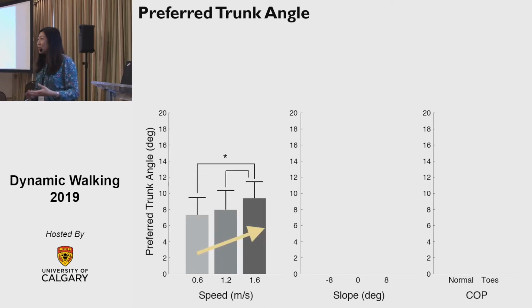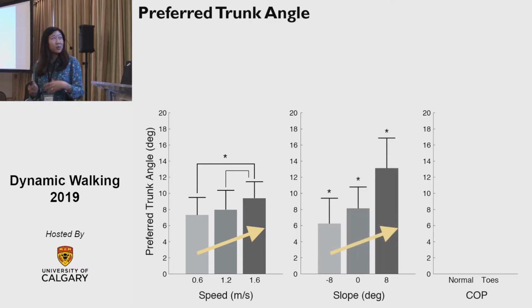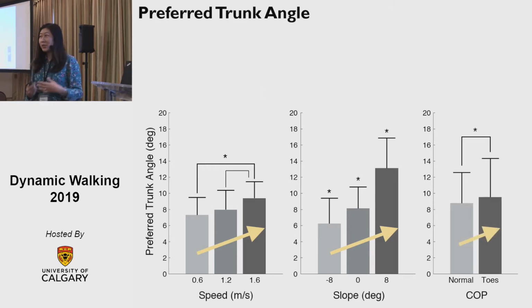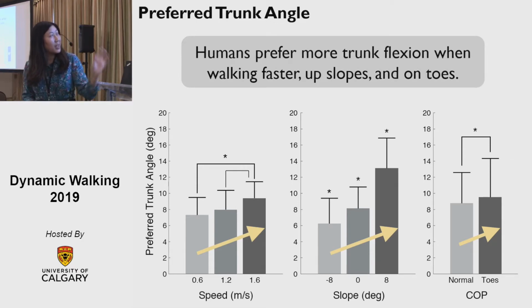When people walk faster, they have more of a forward trunk lean. When subjects are walking up slopes, they also prefer to lean their trunk more forward. And then when they're on their toes, they also want to do this. So this is the preferred behavior through these different conditions: they would like to lean their trunk more forward as they walk, and that's what they prefer. So then what does this mean in terms of all the conditions we had them do? So yeah, in summary, humans prefer more trunk flexion when walking faster, up slopes, and on their toes.